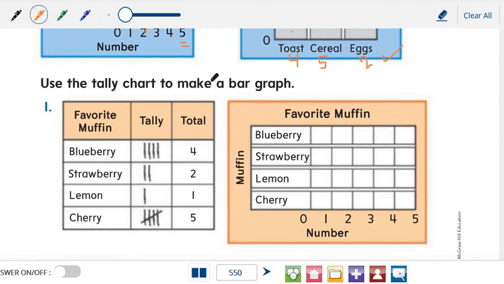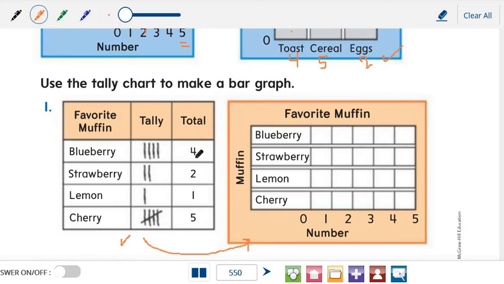Use the tally chart to make a bar graph. So interesting. Someone made this tally chart and we would like to transfer this information from the tally chart to a bar graph. Let's see. Favorite muffin: blueberry, strawberry, lemon, and cherry. And in the bar graph, of course, we have the same favorite muffins: blueberry, strawberry, lemon, and cherry.